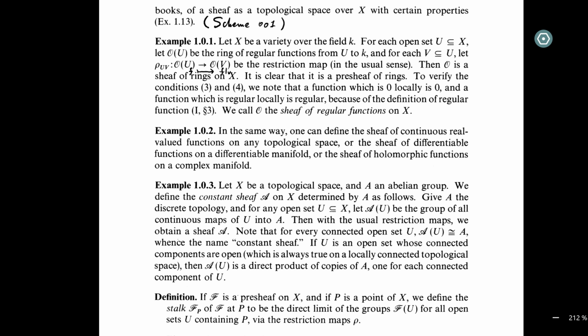This is an easy case because, first of all, your sections are all functions. So for functions, the uniqueness is obvious. If you restrict a function to a covering and it maps to 0 on each piece, then the function itself is 0 by definition.